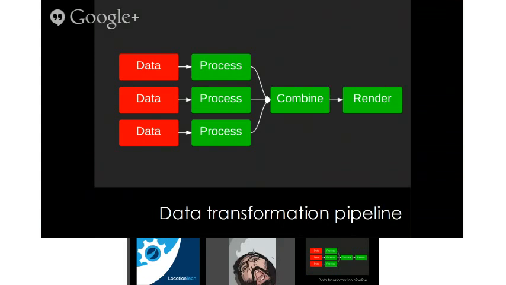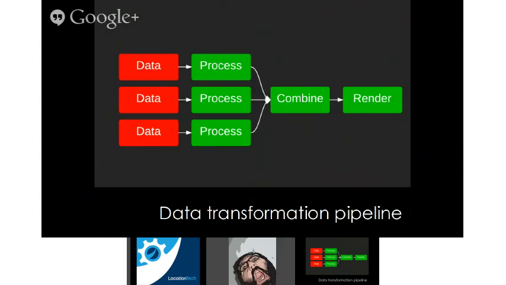So let's think for a second about a data transformation pipeline. In this diagram, we start with data on the left. It's three different data sources, and you can imagine that there's more of them. That data is transformed by some process. This is sort of like a flow chart. Each of these data has a process that transforms it or analyzes it. We combine the results of those processes, and then we render the output in some way.